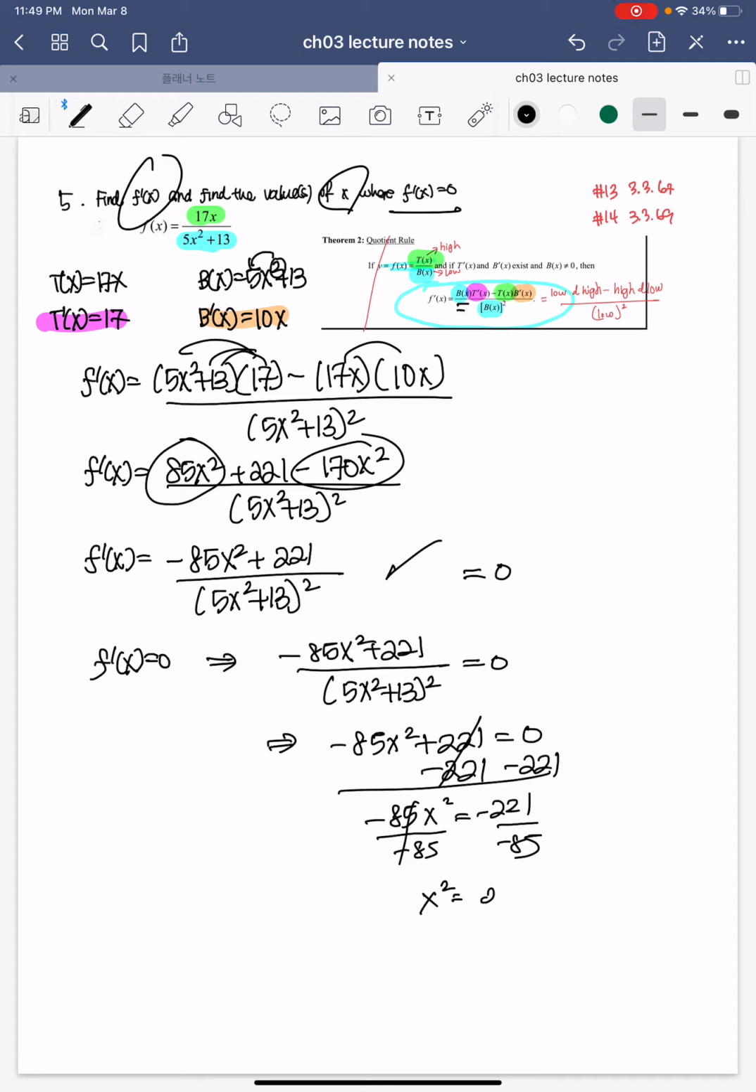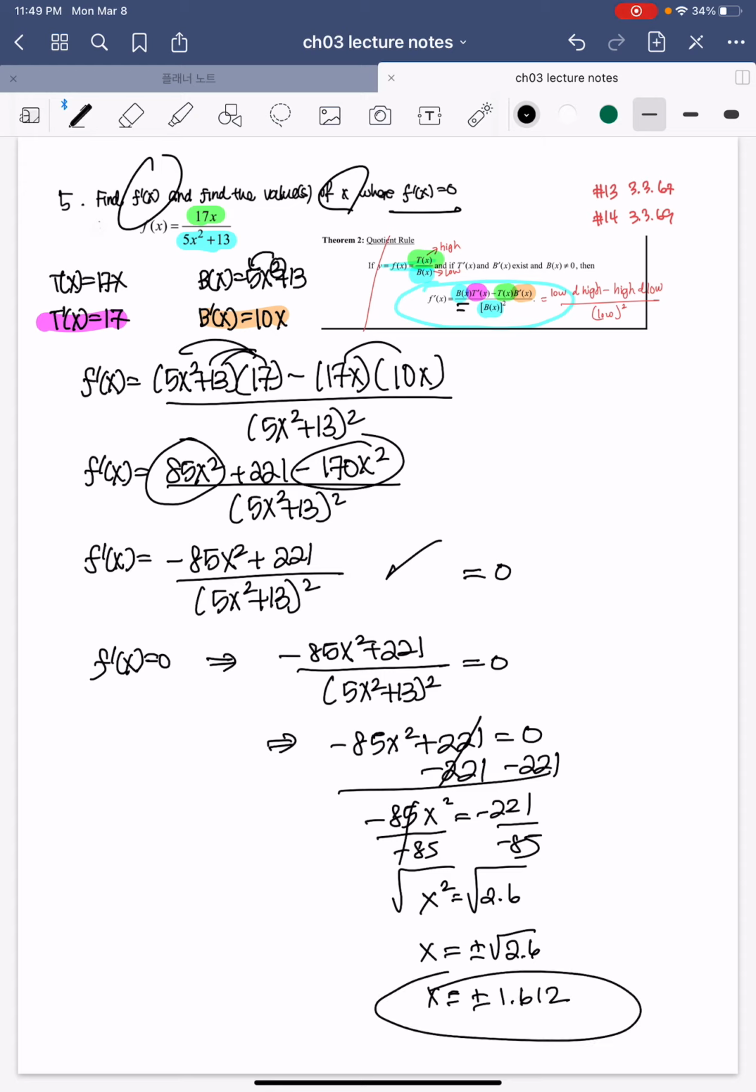That is 2.6. It's a square, so I need to get rid of it by taking the square root. So x is equal to plus or minus root 2.6. In other words, if you take the square root of 2.6, we get plus or minus 1.612, rounding to the third decimal place. Okay.